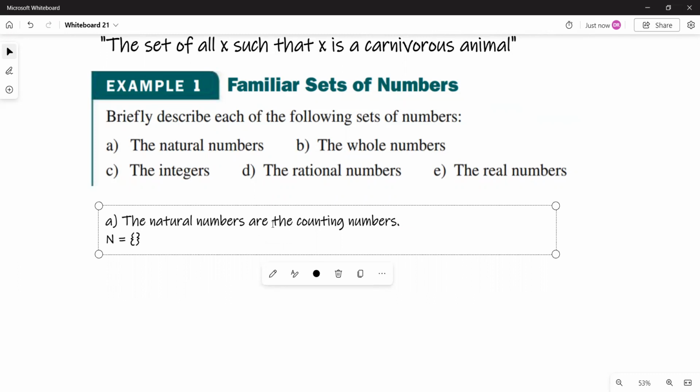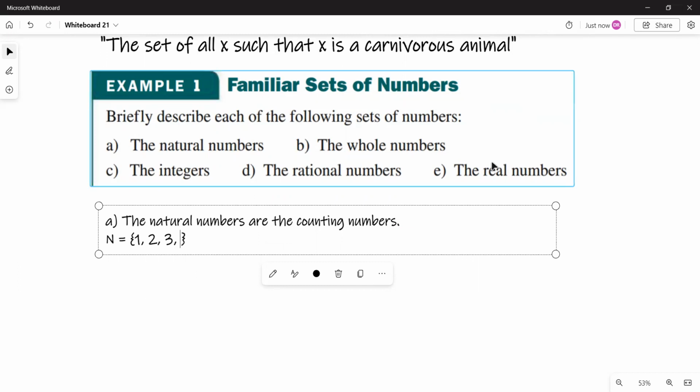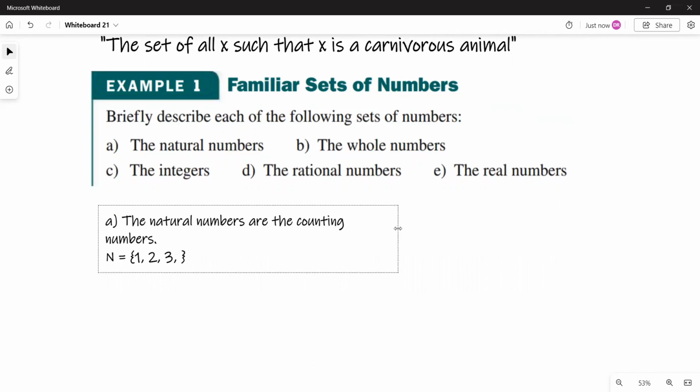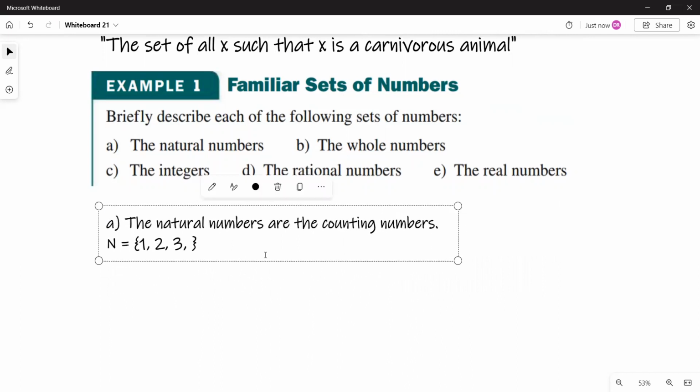So the counting numbers, well, the first element is going to be 1. It is not going to have a last element. So we can write the first few elements and then indicate a pattern with an ellipsis with 3 dots. B, the set of whole numbers.